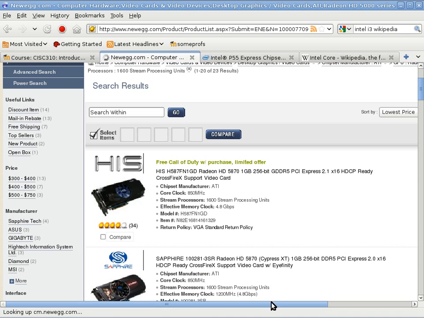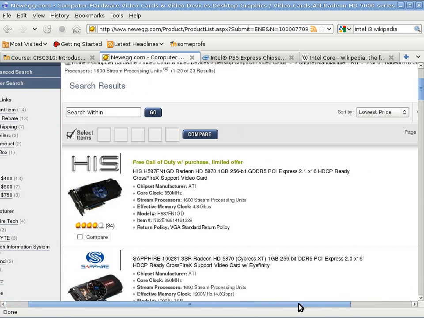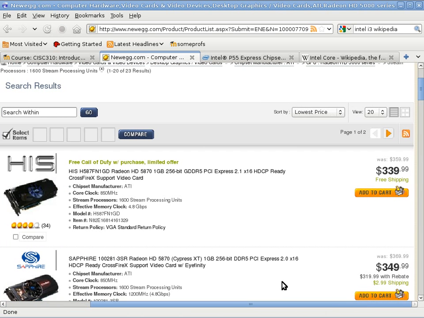And of course, I'm hiding the price right now, to avoid the sticker shock. Woo! And this is sorted by lowest price first already.